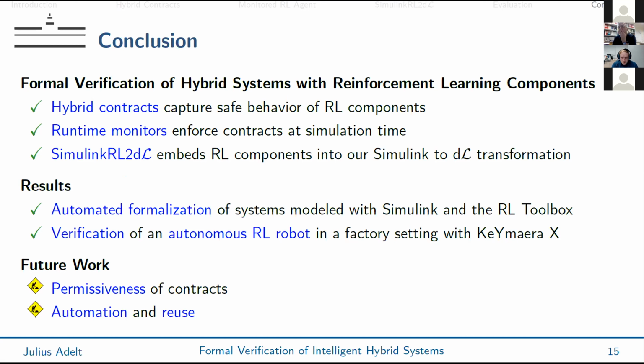Now, future work consists of, for example, permissiveness of contracts. So we noticed that an AI agent that was not restricted by the contract performed slightly better than a safe agent, although it should be mentioned that this unsafe agent crashed eventually. And also automation and reuse are important topics. So we are thinking, for example, about templates for hybrid contracts to enable developers to more easily define them and verify their systems.